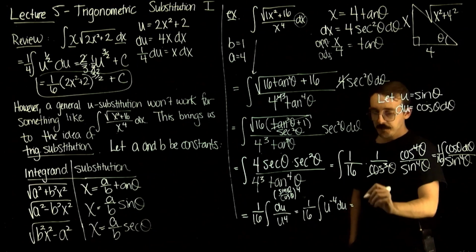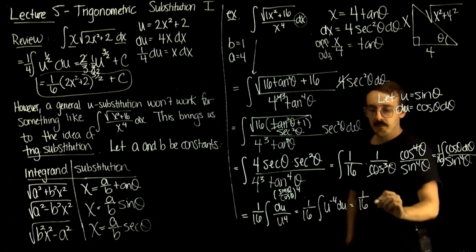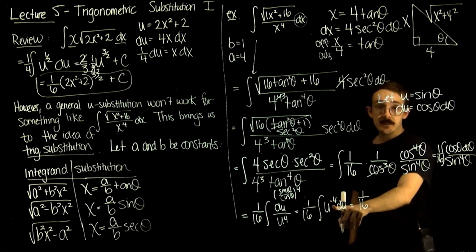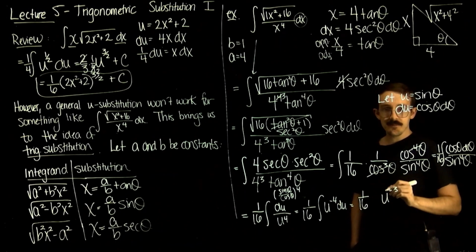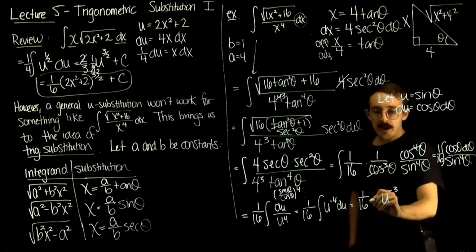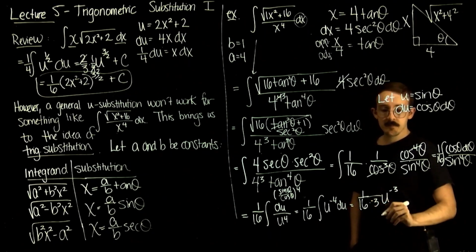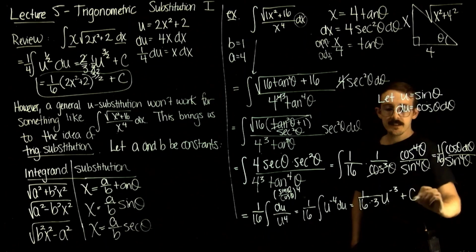So this is going to be 1 over 16. I'll do the backwards power rule. I'm going to increase this power by 1. So this is negative 3. I'll divide by the new power. So this is negative 3 in the denominator, plus c.